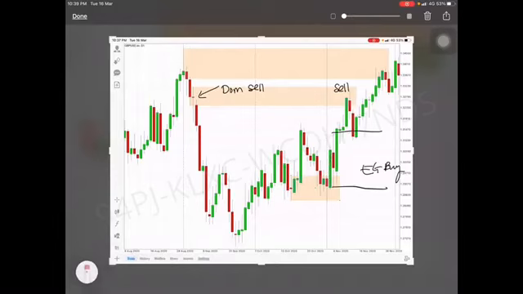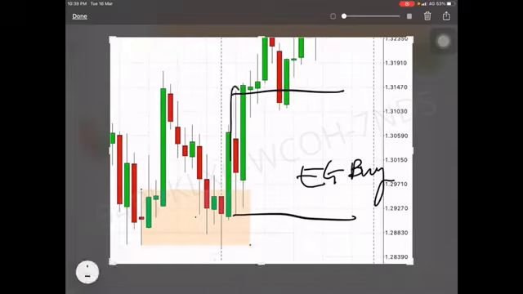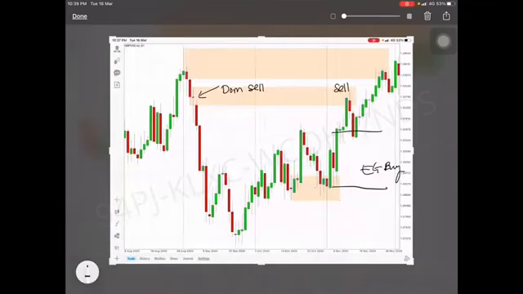You see it here? This one? Can you see it? Okay, so engulfing buy. So you know that when you entry for sell, that this place is for buy.